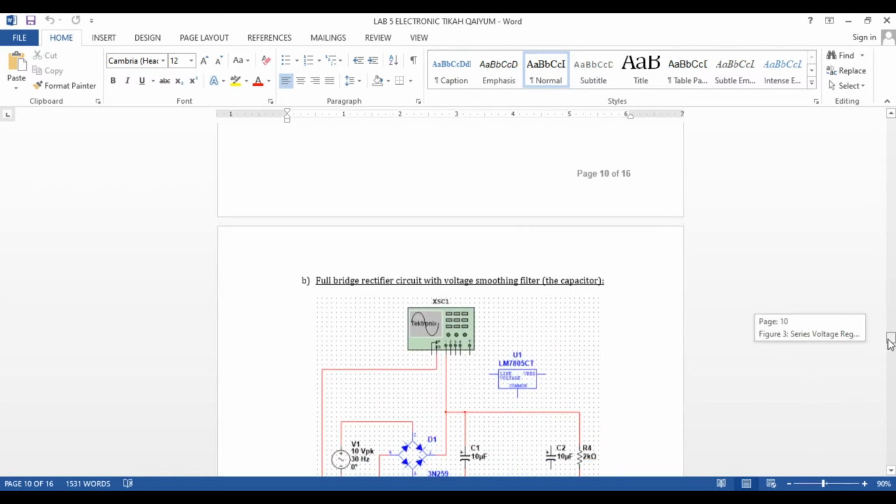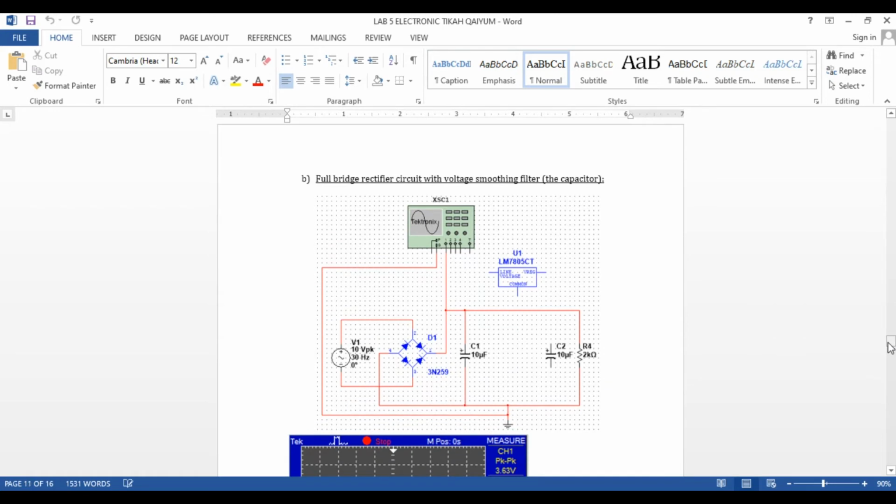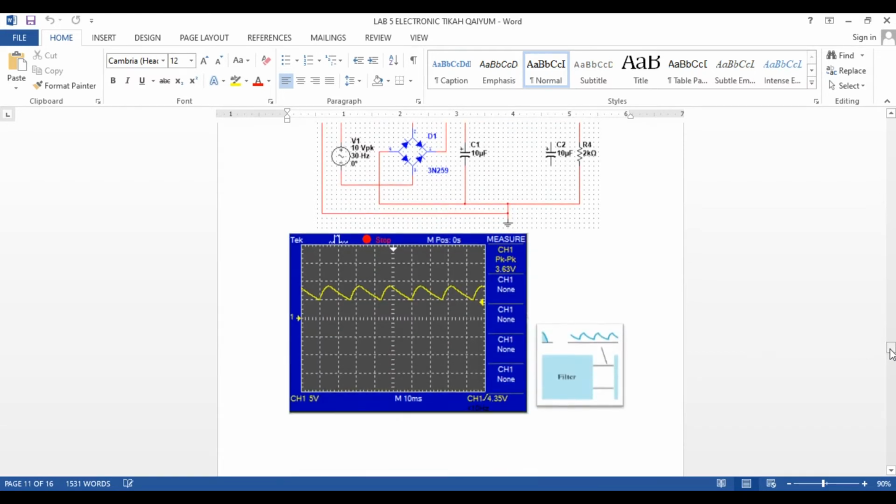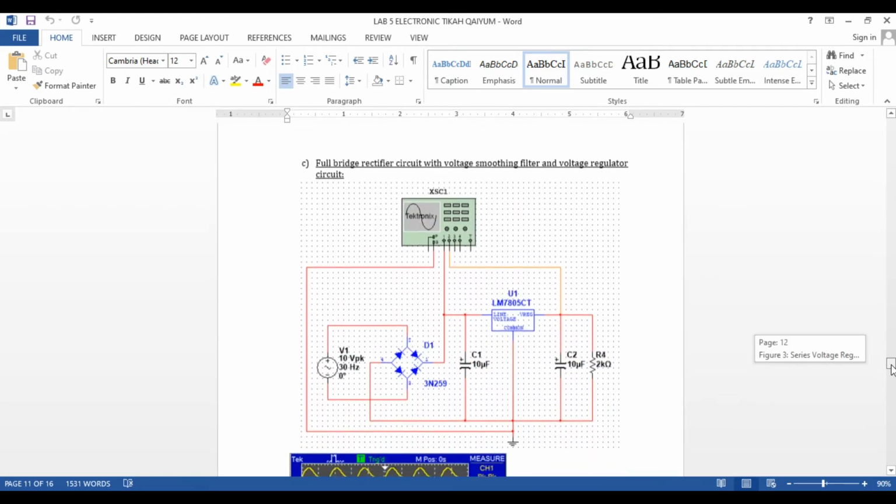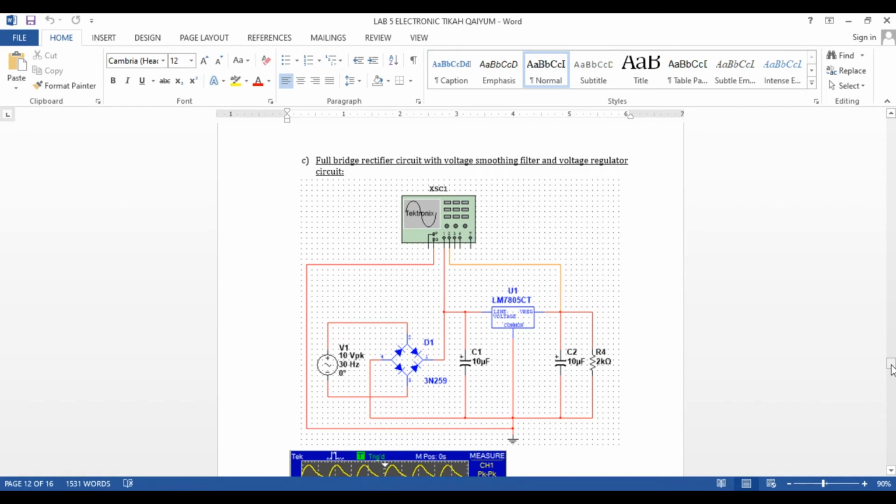Next is to identify the voltage smoothing filter, which is the capacitor. Capacitor is used as voltage smoothing filter. So here you can see the ripple where the half wave has been filtered to be a ripple voltage waveform. Next is the full bridge rectifier circuit with voltage smoothing filter, which is the capacitor, and the voltage regulator circuit.